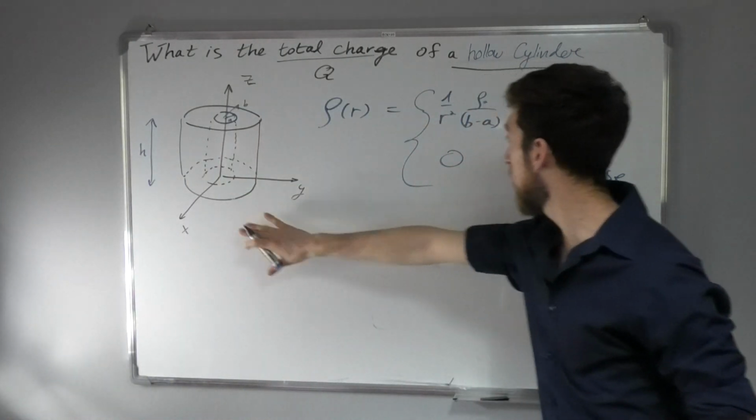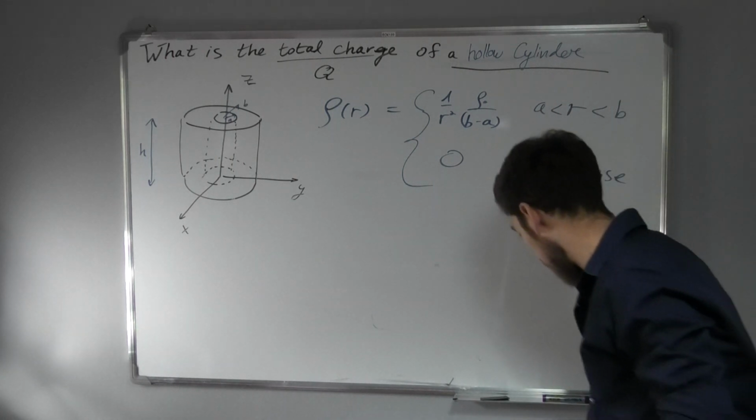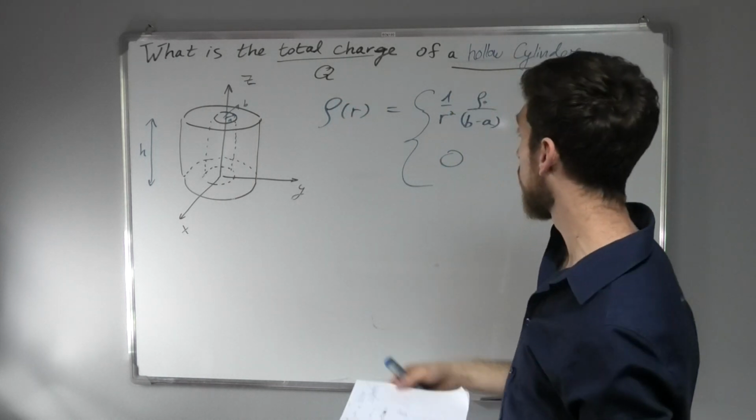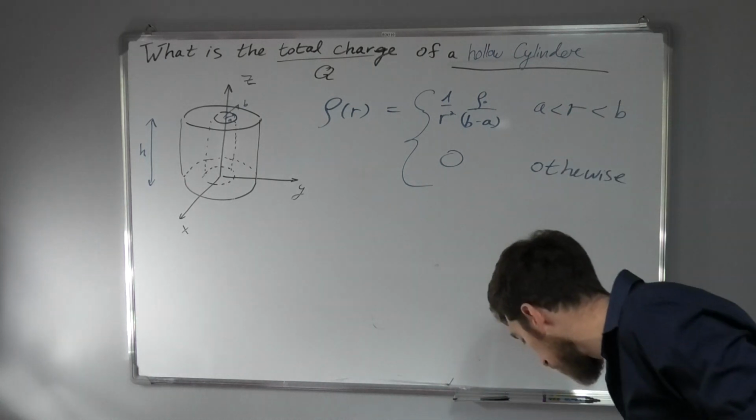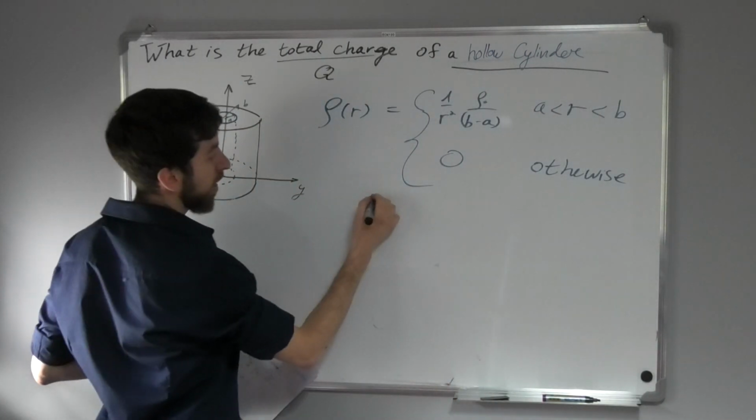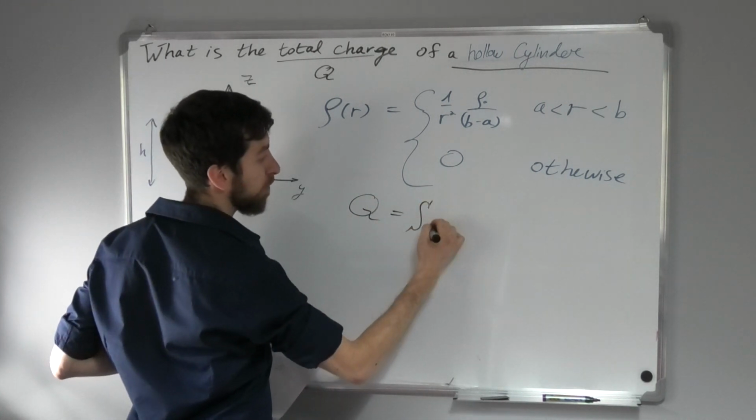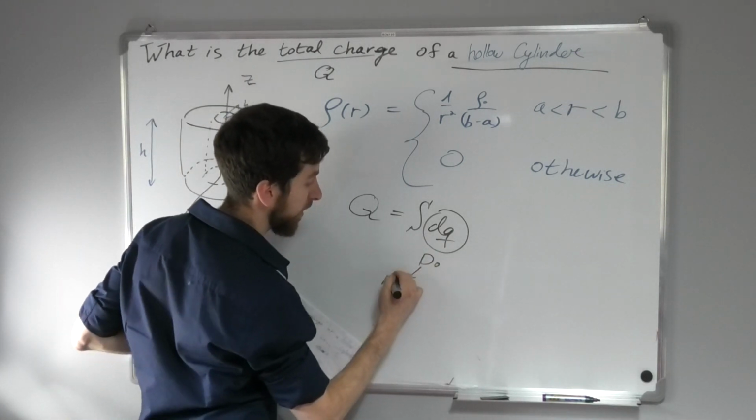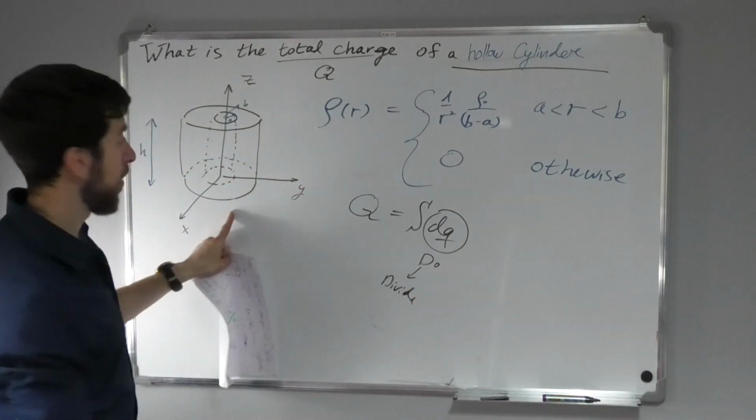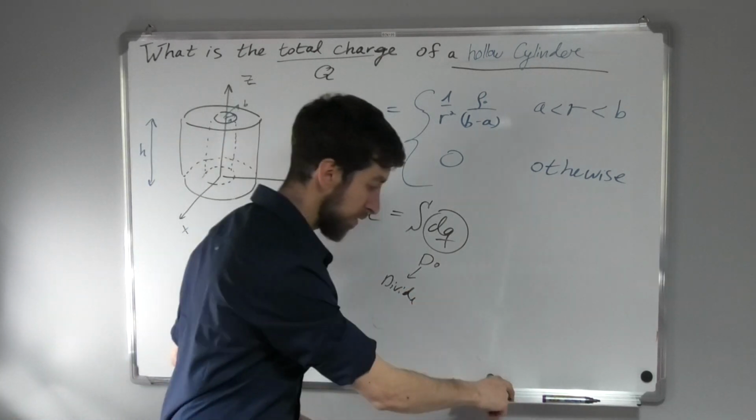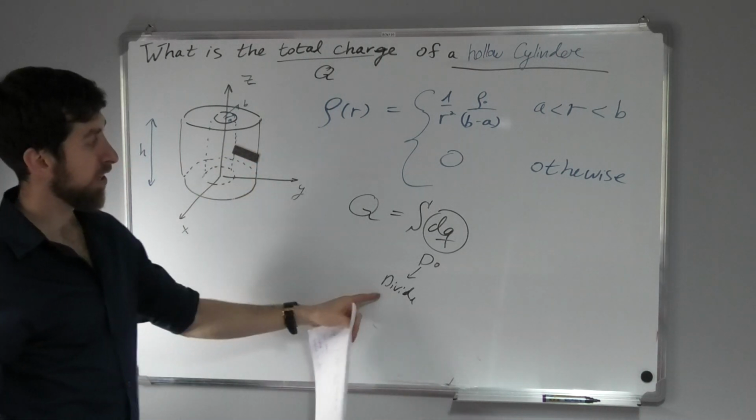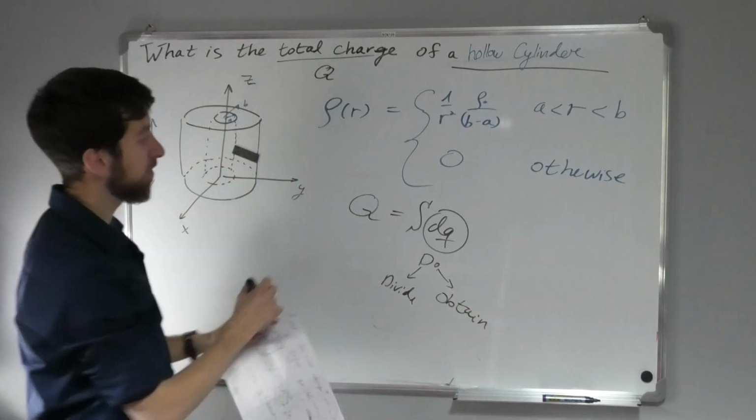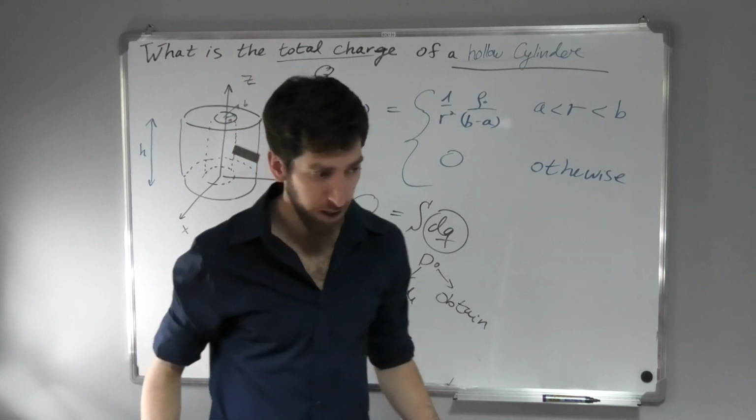Okay, so we have this cylinder and we have this equation. What do we want to find out? We want to find out the total charge. How are we going to find the total charge? We're going to use the same equation we used before, where Q total is equal to the sum of its parts. We need to divide this object into many small chunks, small pieces, and then sum them up by obtaining the integral. So let's do it.